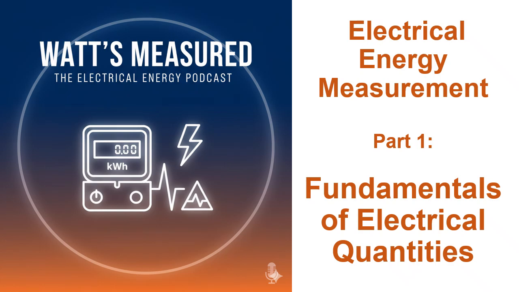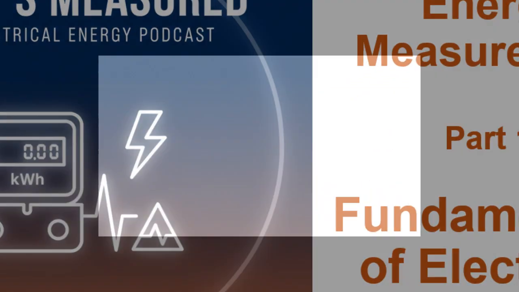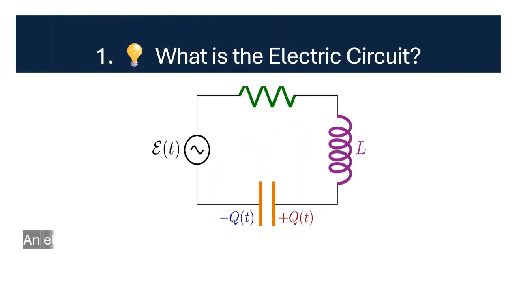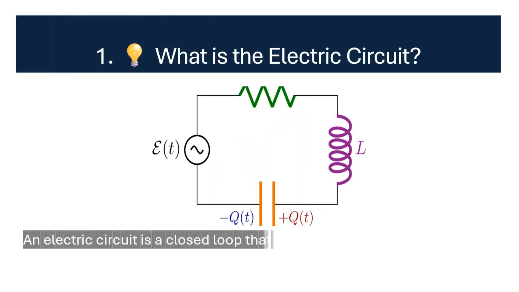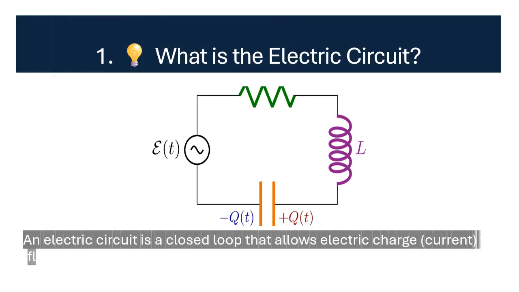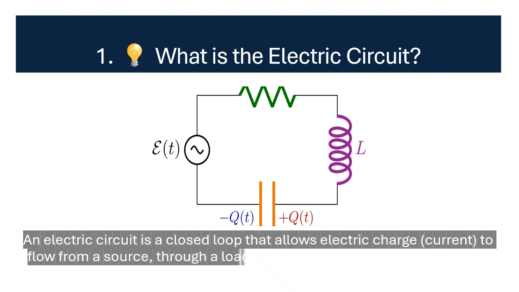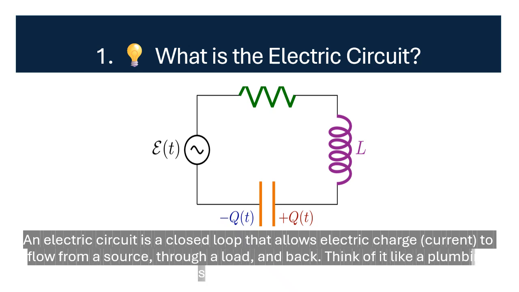Part 1. Fundamentals of electrical quantities. 1. What is the electric circuit? An electric circuit is a closed loop that allows electric charge, current, to flow from a source, through a load, and back. Think of it like a plumbing system for charge.